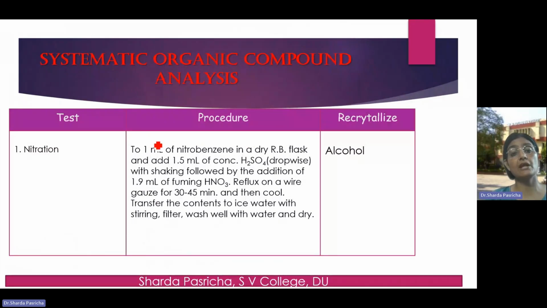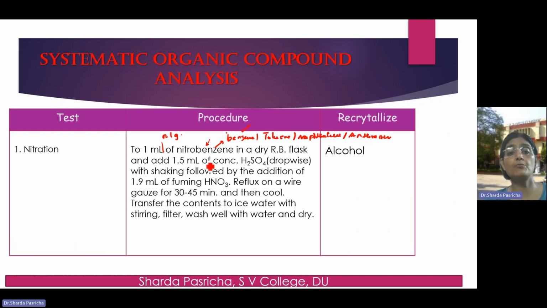The first is the nitration reaction. I have taken the example of nitrobenzene here. For you, it can be, say, benzene, it can be toluene, it can be naphthalene, it can be anthracene. Because benzene is carcinogenic, normally we do not give it in the lab. So any of these hydrocarbons can be there. So you have to take 1 ml or 1 gram of the hydrocarbon.